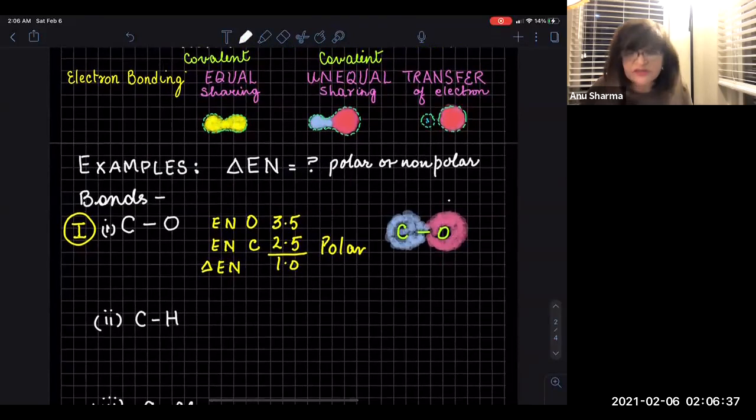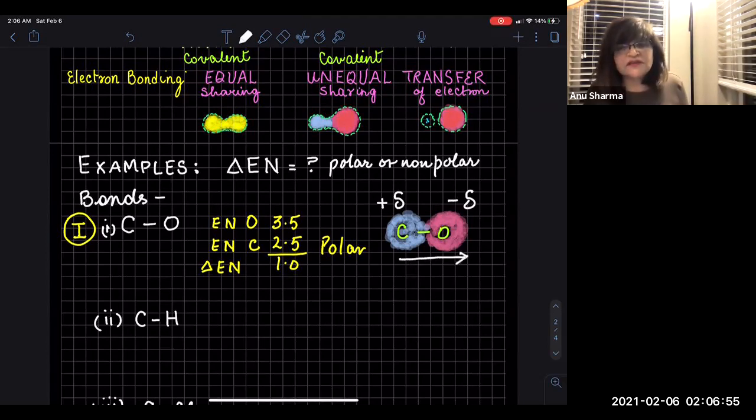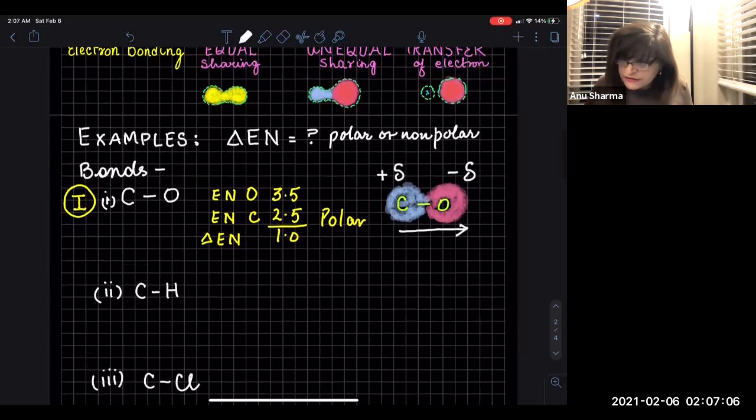Because more electrons are towards oxygen, oxygen will have a slight delta negative sign and carbon will have a delta positive sign. So oxygen is pulling the electron clouds towards itself, and the side towards oxygen is the polarity in this bond. We are just focusing on the individual bonds. So this is a polar bond.